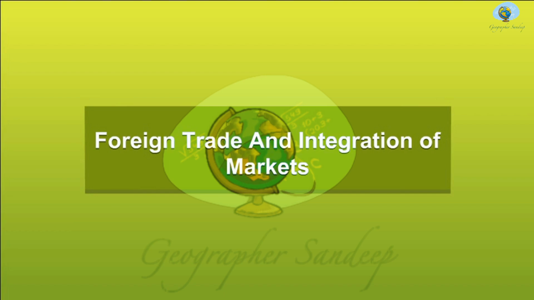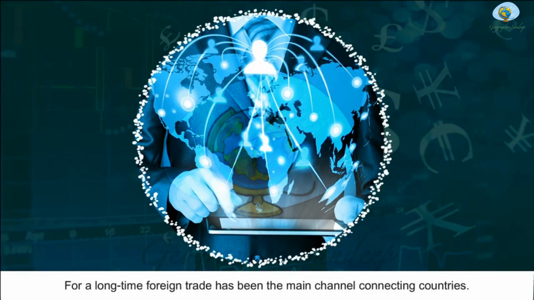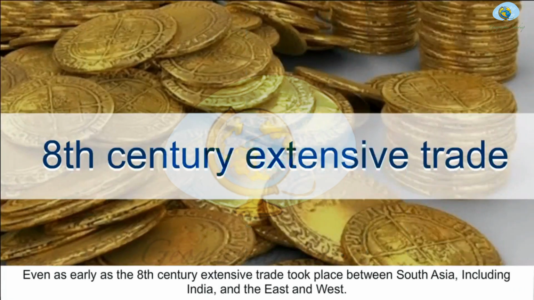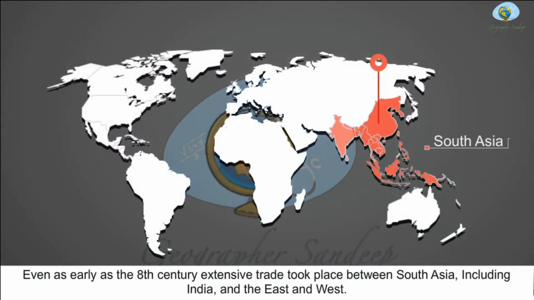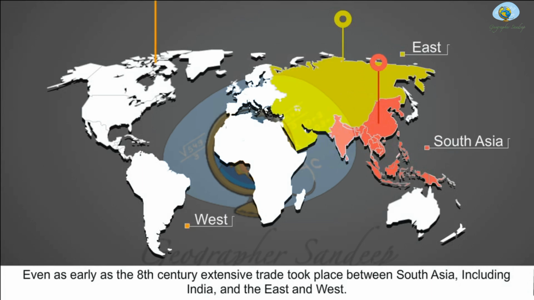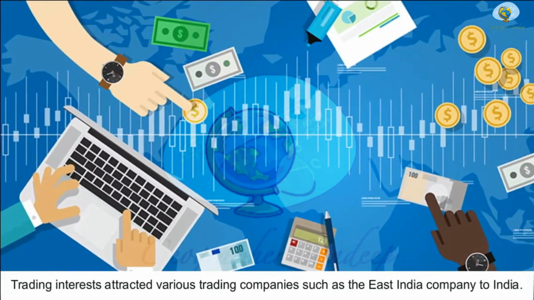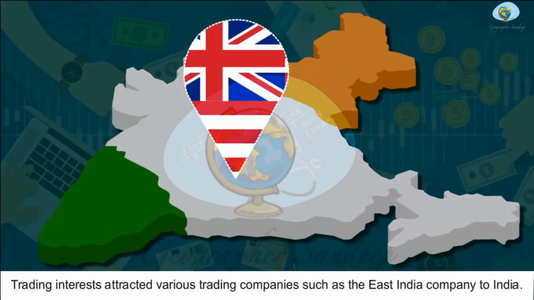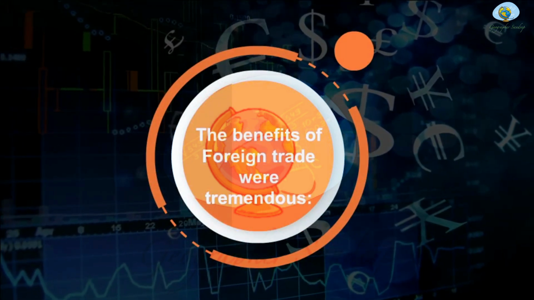Foreign trade and integration of markets. For a long time, foreign trade has been the main channel connecting countries. Even as early as the 8th century, extensive trade took place between South Asia, including India, and the East and West. Trading interests attracted various trading companies such as the East India Company to India. The benefits of foreign trade were tremendous.